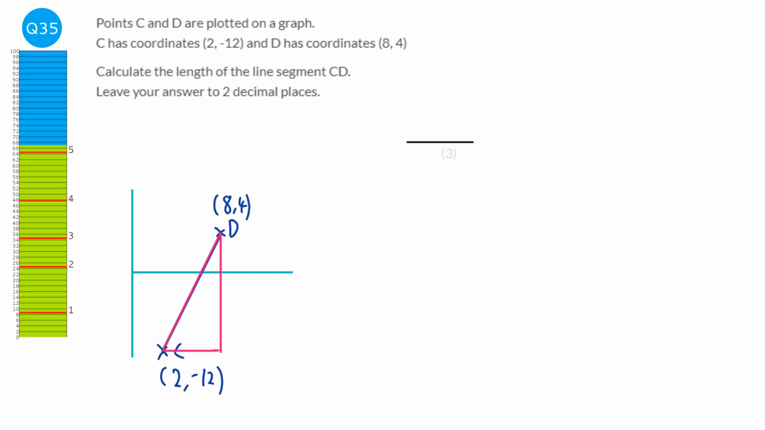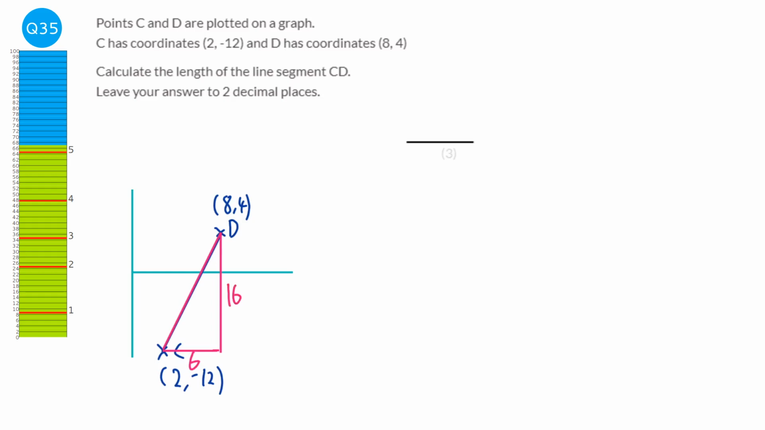So the bottom one starts at x coordinate 2 and it goes to x coordinate 8, so it's going to be 8 take away 2, which is going to be 6. So the distance there is 6. And how far does it go up? Well, we've gone from minus 12 to 4, so that's gone up 16.